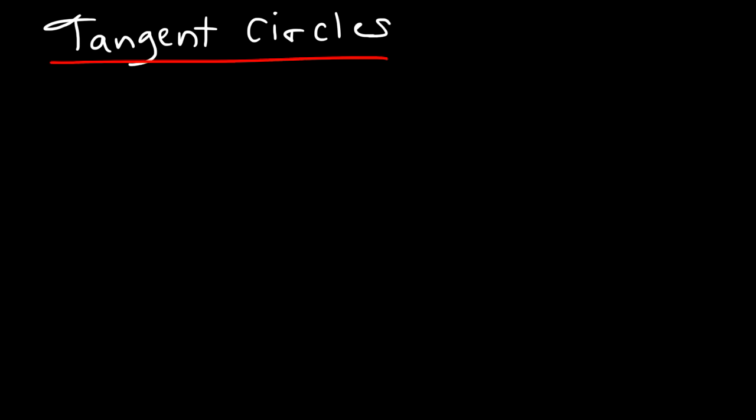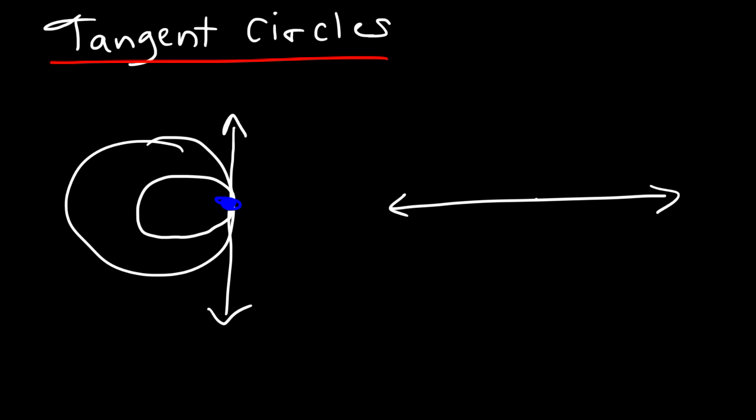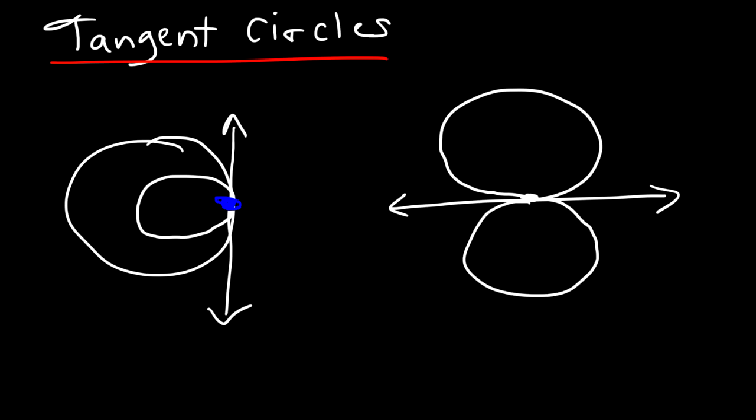Now, the next term we need to talk about is tangent circles. So, what exactly are these things? Two circles are tangent to each other if they intersect at exactly one point. Let me draw some pictures that will illustrate this. Those two circles are tangent because they intersect at this point right here. And here's another example. Those two circles intersect at this point. So these are tangent circles.